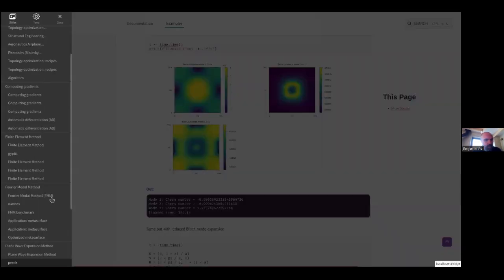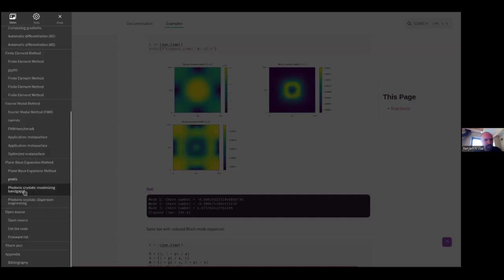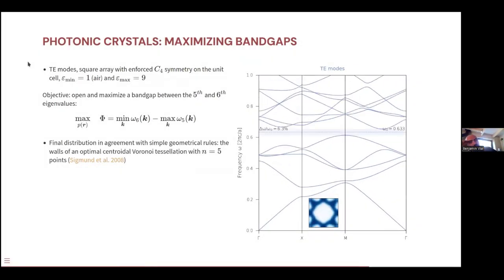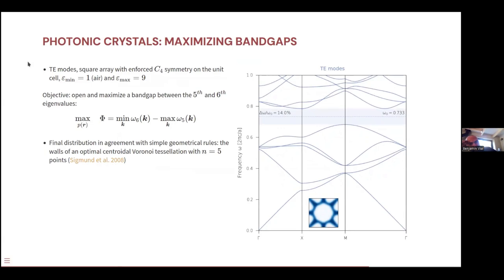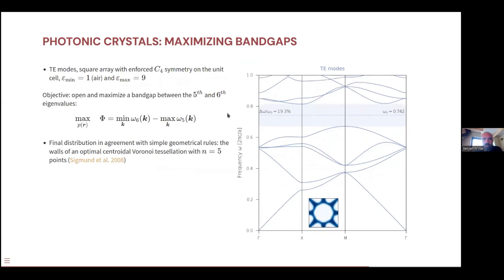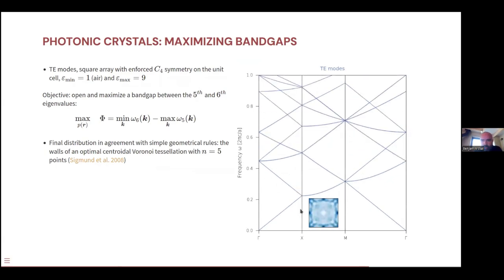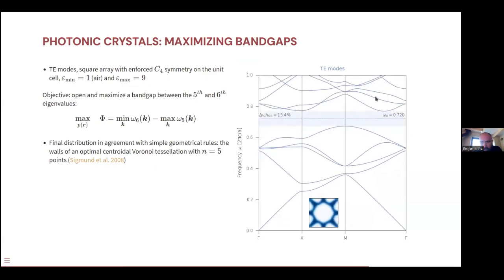Let's go back to optimization of photonic crystals. One of the things I've done is to try and design the unit cell in order to maximize the band gap between two bands. So we are in TE polarization. We want to distribute those two materials, and we enforce the symmetry. We enforce C4 symmetry on the unit cell. And we wanted to maximize the band gap between band number 5 and band number 6. Sorry, I replay the movie here.